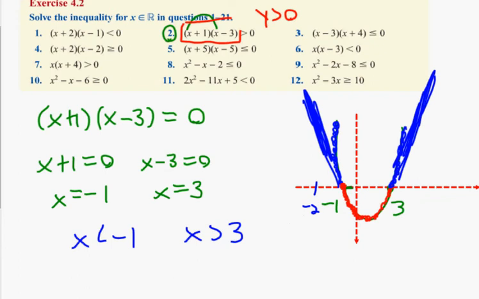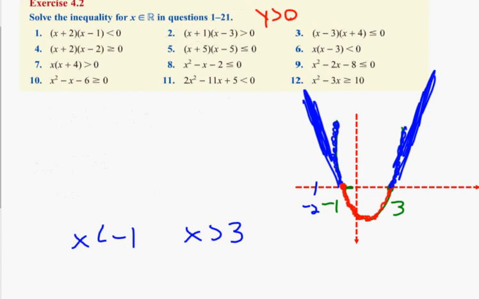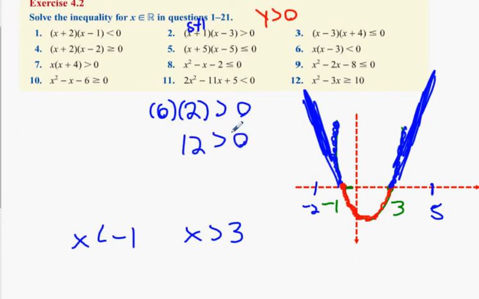You can actually check your answer if you want. Pick any x value you think will result in the blue value. 5. Why'd you pick 5, Luke? It's further up than 3. Put in 5 for x. What do you get? 5 plus 1? 6. 5 minus 3? 2. Is 12 bigger than 0? So that's one of the regions you were looking for. Anything that makes your equation bigger than 0.